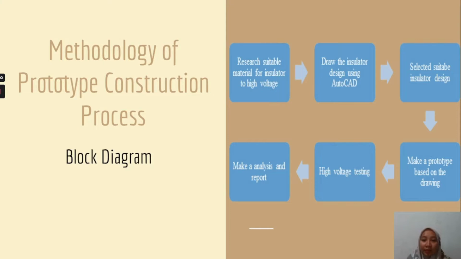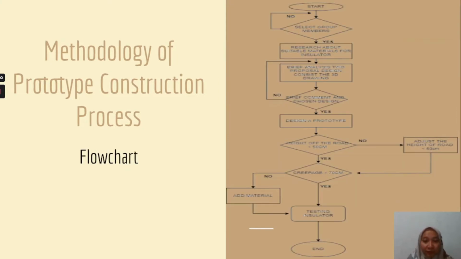And lastly, we can make an analysis and report. Next is a flowchart. First of all, select a group member. Our group has 6 members. Then after that, do research about the types of insulator and materials suitable for insulators for high voltage. Then discuss it with group members and the lecturer about the drawing and materials used.